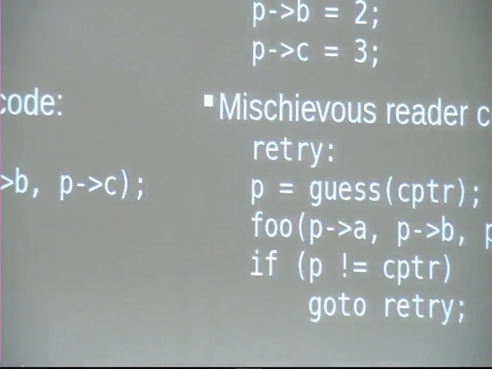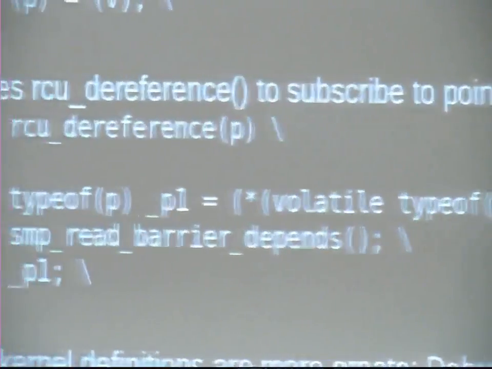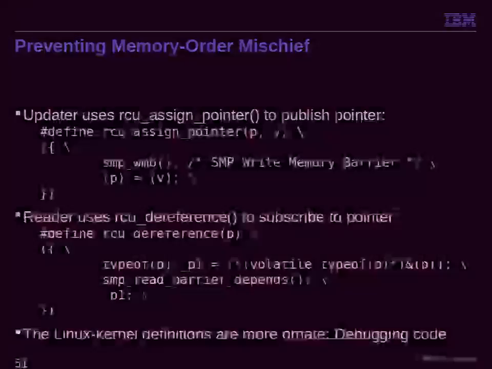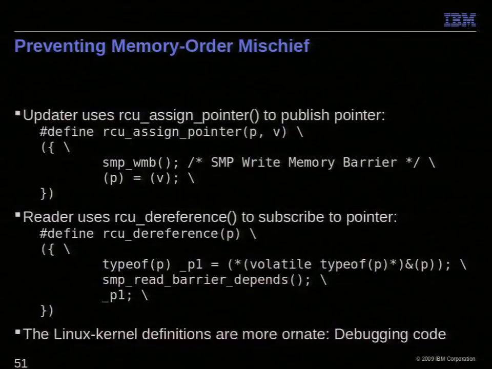Okay, so what we do is we make it so that instead of using assignment to store the pointer, we have a macro, rcu_assign_pointer. You have the pointer, you have the place you want to store the value, and the value you want to store. And what it does is it puts the memory barrier you need in there for you and then does the assignment statement. Pretty straightforward. It's actually more complicated than that because there's error checking and stuff like that, but that's the gist of it.